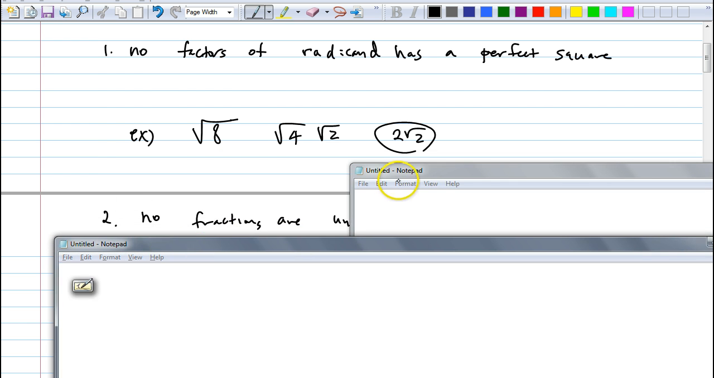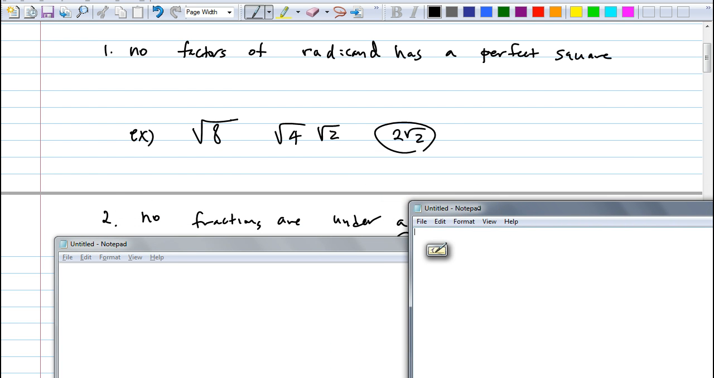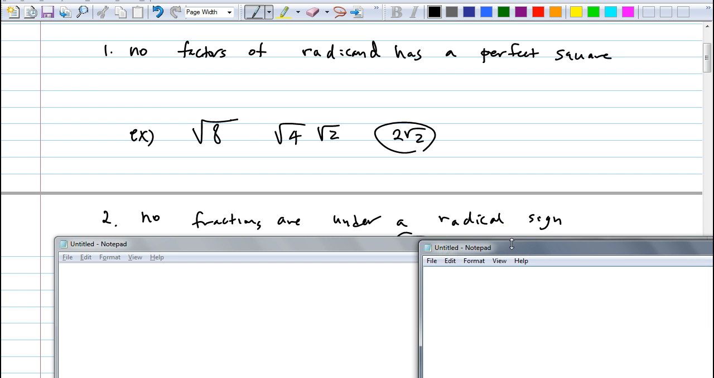No fractions are under a what? Make sure if you have a square root, let's see if you remember from last time. When you have square roots, you don't want the fractions. We want the fractions to have no what? Well, after you do the radical, then you rationalize the denominator. Exactly, very good. You even know the name. So no fractions are under a radical sign. If you have a square root on the denominator, that's not simplified.